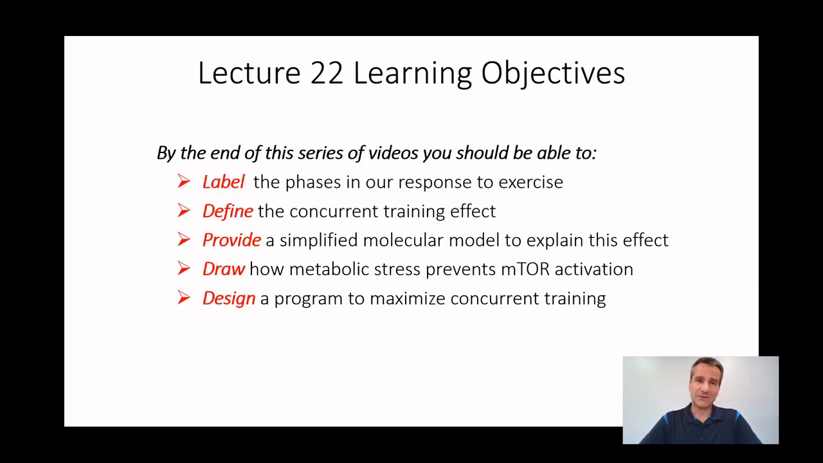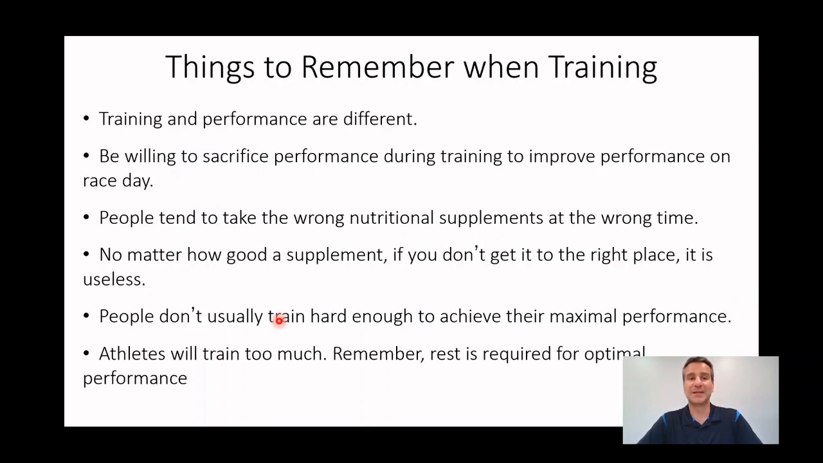By the end of this series of videos, you should be able to label the phases of our response to exercise. You can already do that. You should be able to define the concurrent training effect, which is strength and endurance training together, and what their interaction is. Provide a simplified molecular model to explain this effect. Describe how metabolic stress prevents mTOR complex 1 activation, and design a program to maximize concurrent training. That's what you can do by the end of it.